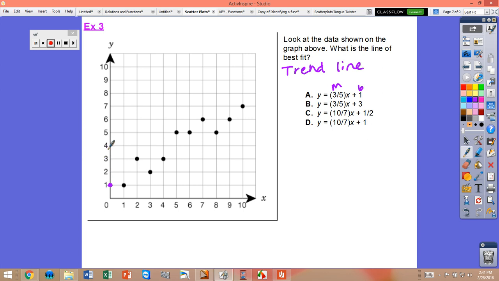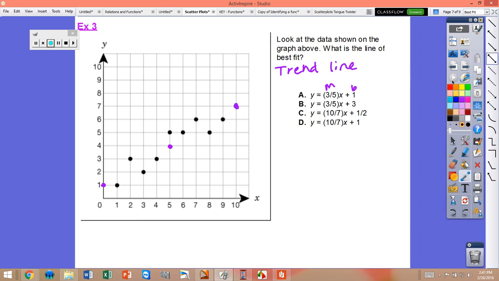1, 2, 3. 1, 2, 3, 4, 5. So I'm going to draw my purple line, and then I'm going to draw the rest to see how they compare to this line.